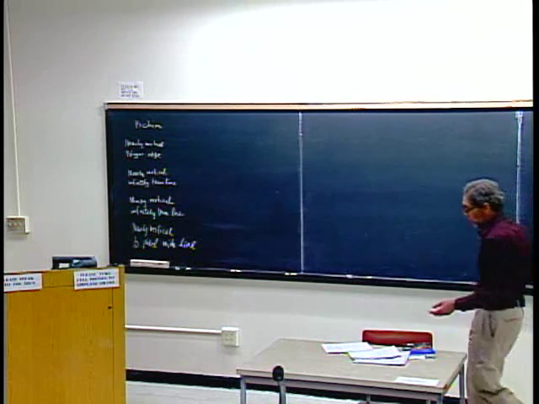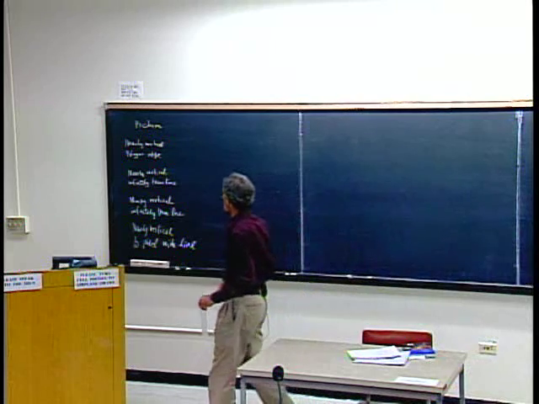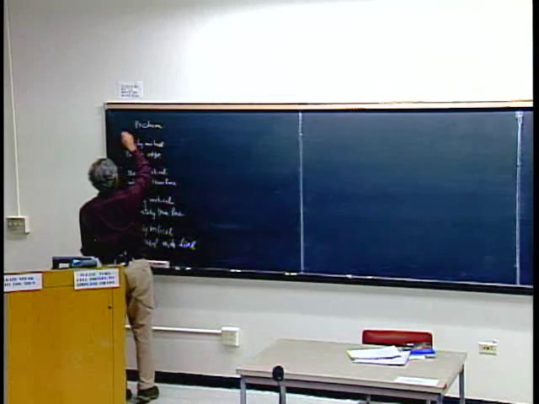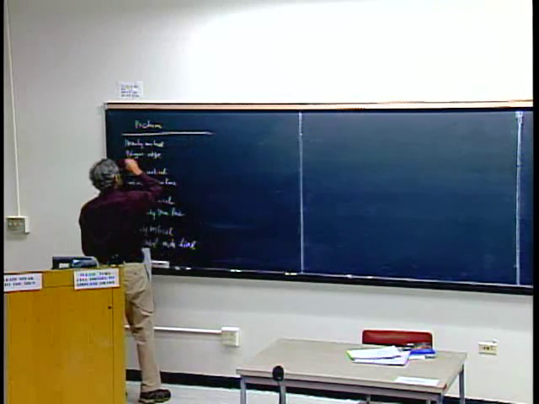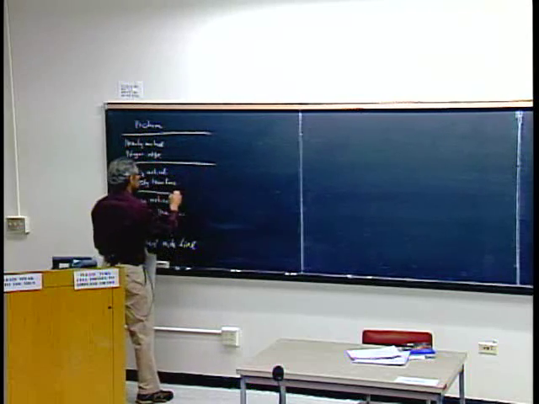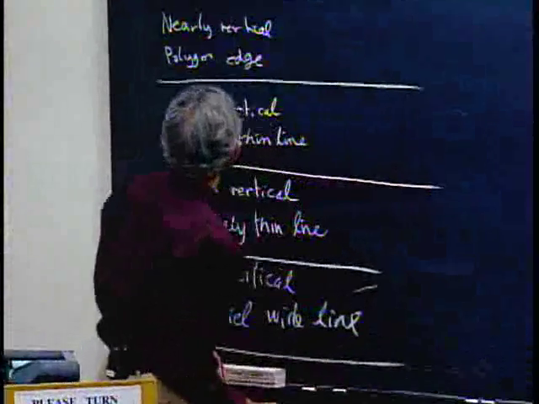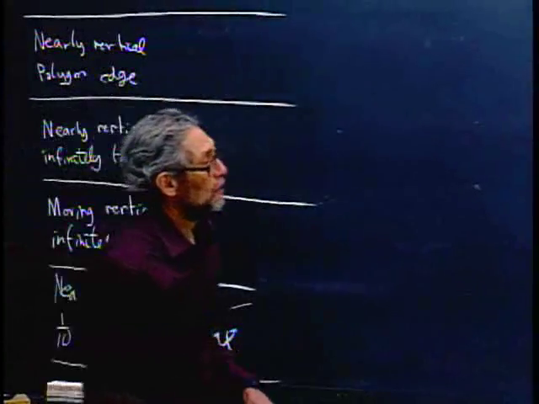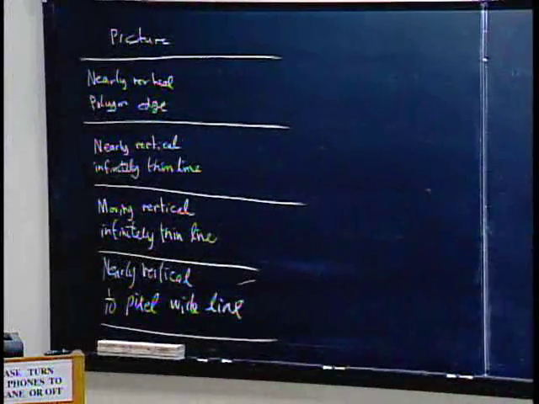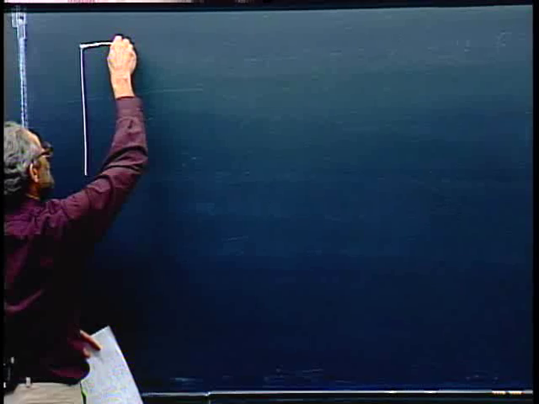Okay, so I'm looking at this chart on the last page, and I didn't have room to copy it all, but let's just consider these 4 cases, which are probably enough. So I guess the first idea is this polygon edge. And here is a polygon like this.